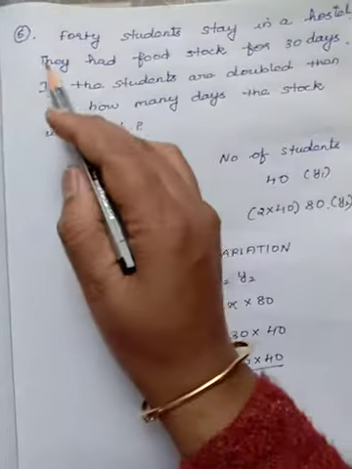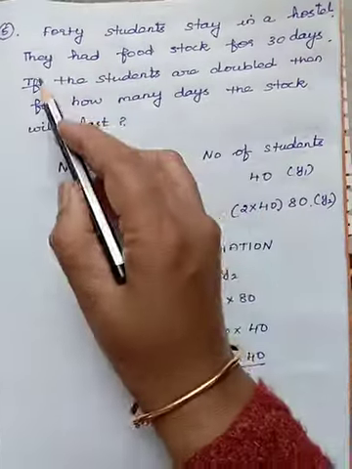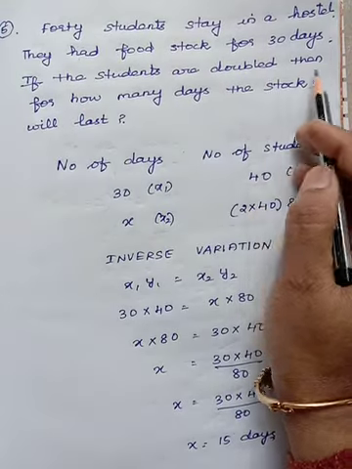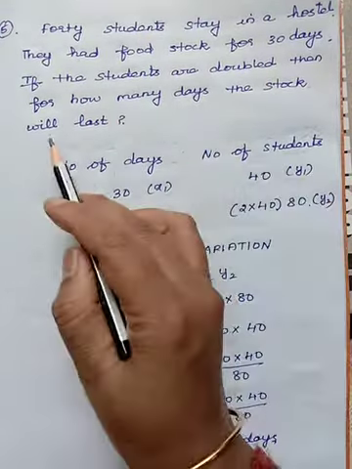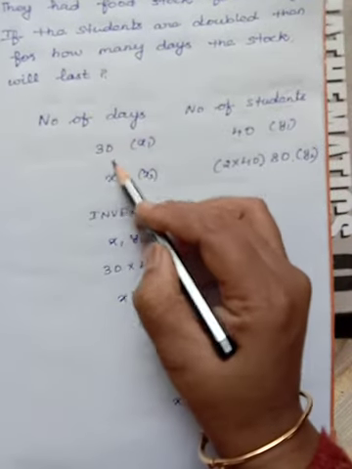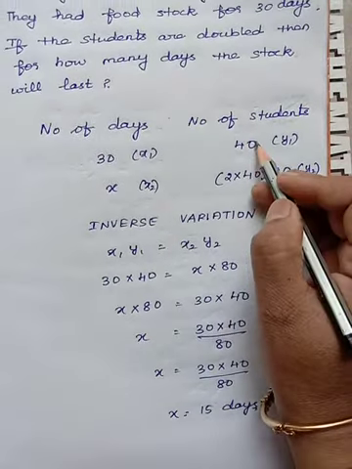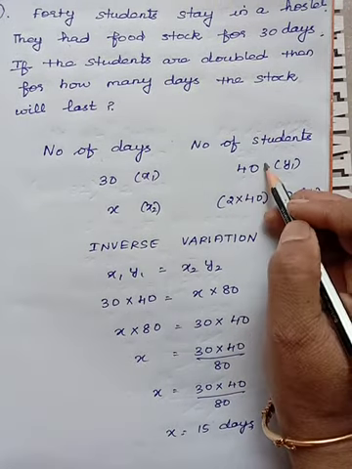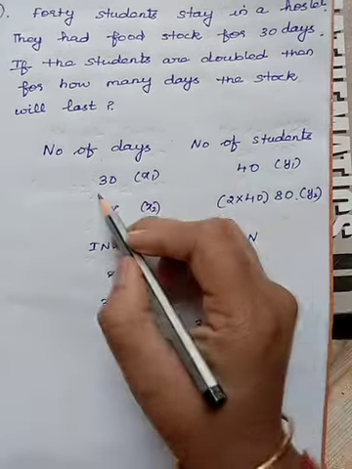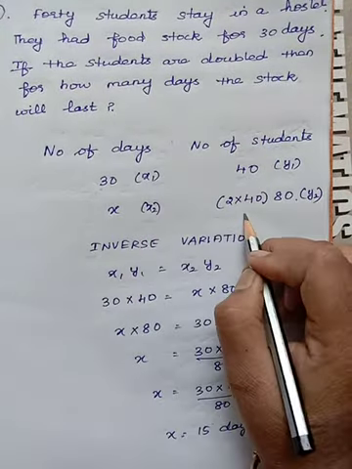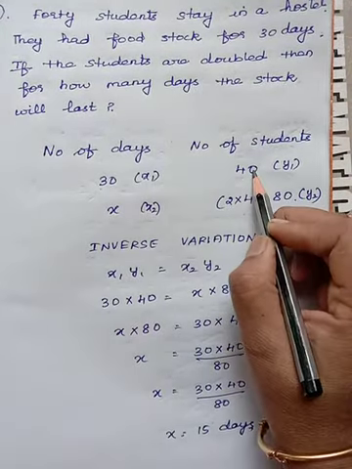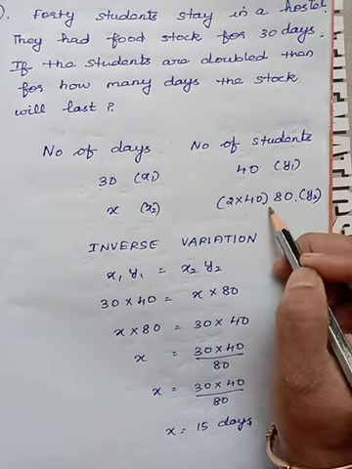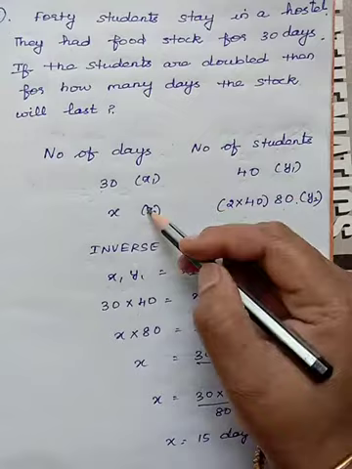Next is your fifth one. 40 students stay in a hostel. They have food stock for 30 days. If the number of students is doubled, then for how many days will the stock last? The number of days is 30 for 40 students. If the number of students is doubled, 40 into 2 gives double, 80 students. How many days can they have their food stock?